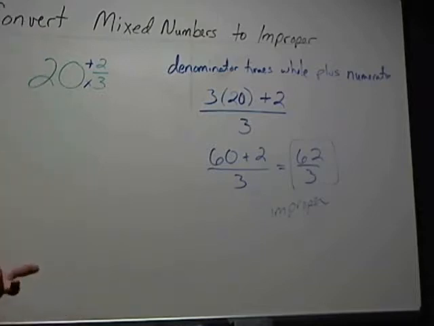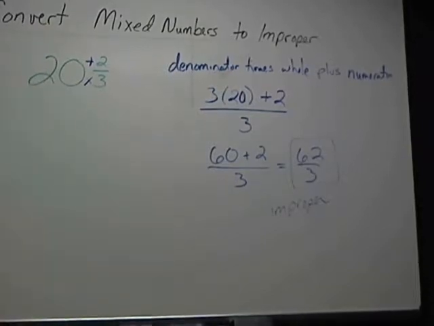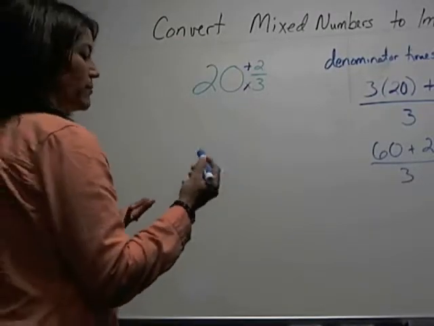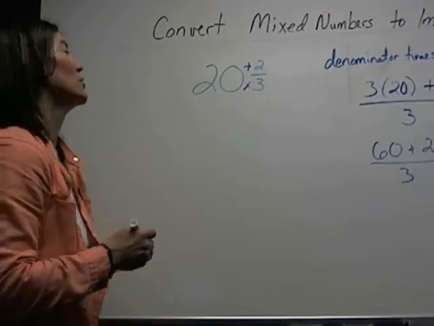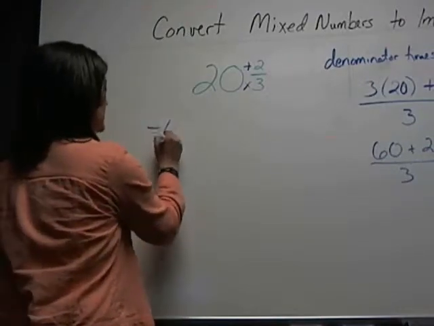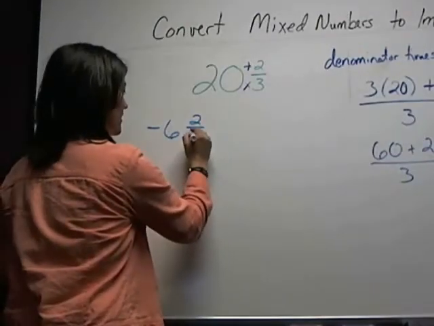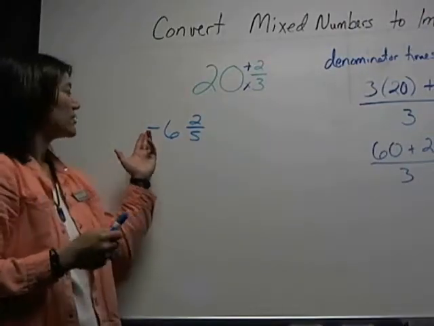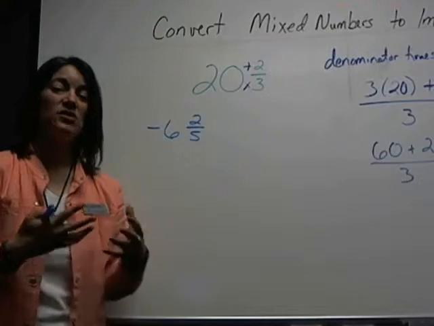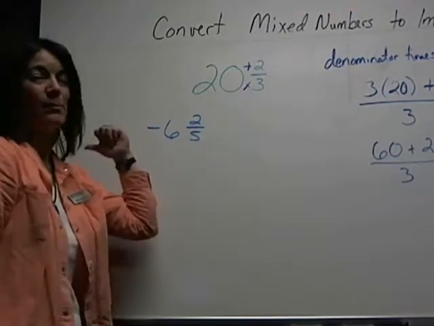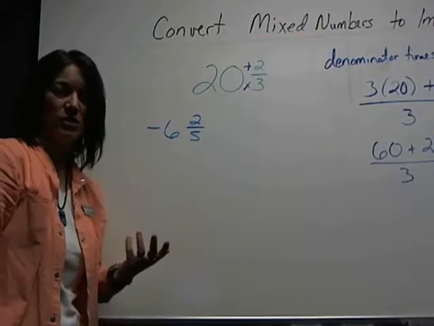Well, that's not so bad. So what's going to mess with us in this procedure? What's going to mess with us is negatives. What if I had negative 6 and 2/5? Now we need to remember that the negative is just telling us the direction of this number. It's 6 and 2/5 in the opposite, or negative, direction.